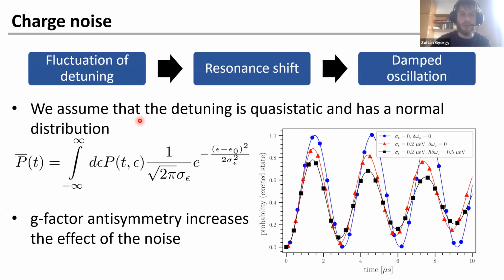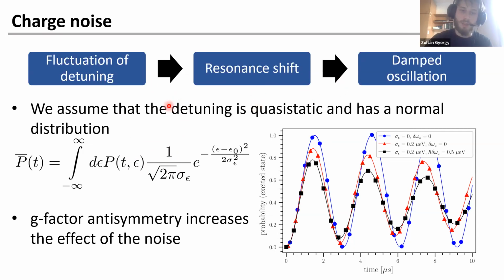We also took into account the harmful effect of the charge noise. Charge noise is one of the most important noises which can cause the decay of the oscillations. Charge noise is basically just a random electric fluctuation, the fluctuation of the detuning, this epsilon parameter. Because it is a random fluctuation, we cannot follow it with the driving frequencies, so it causes a shift of the resonance, and we will drive the qubit off resonantly, which will result in a damped oscillation.